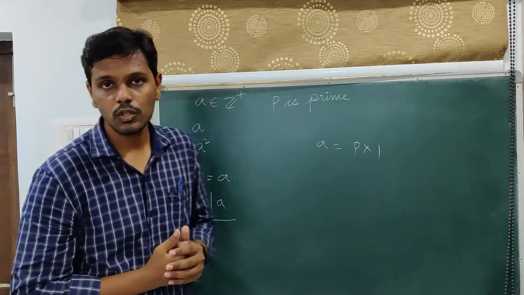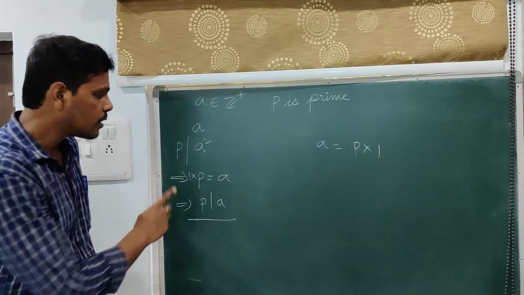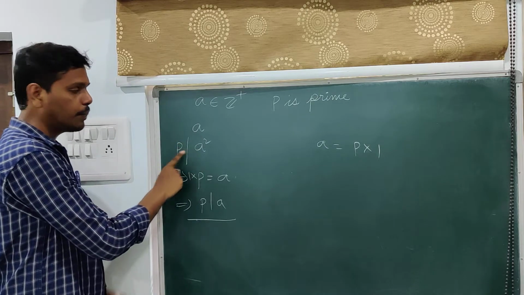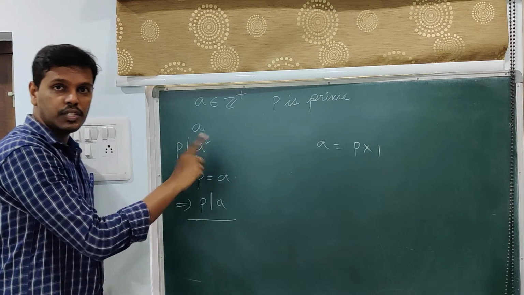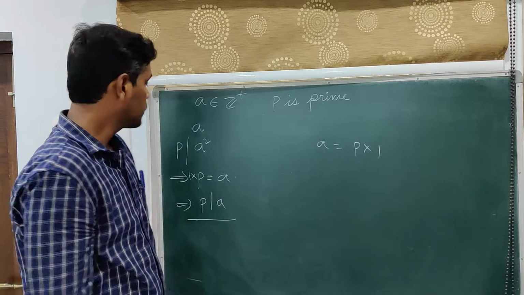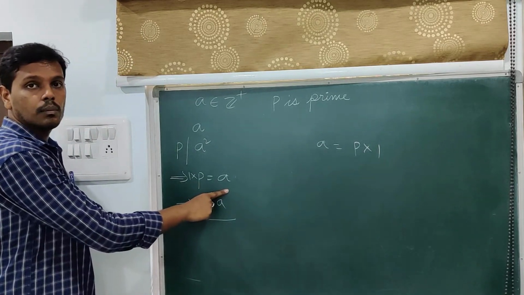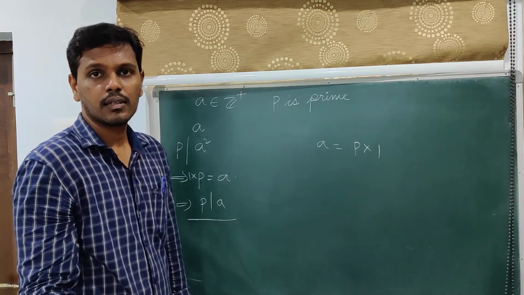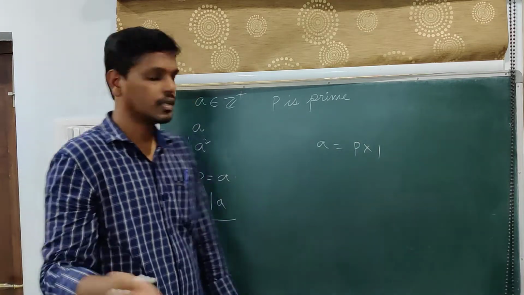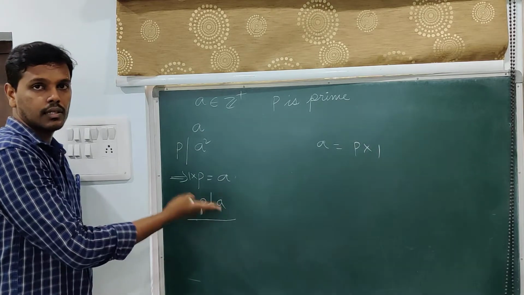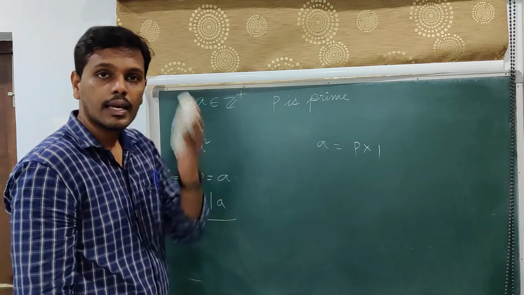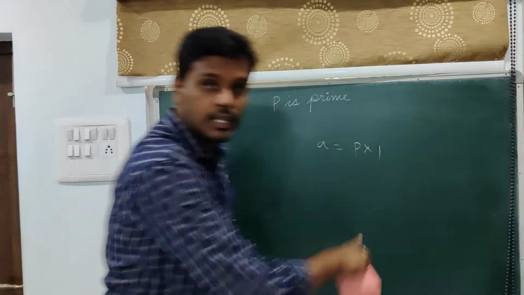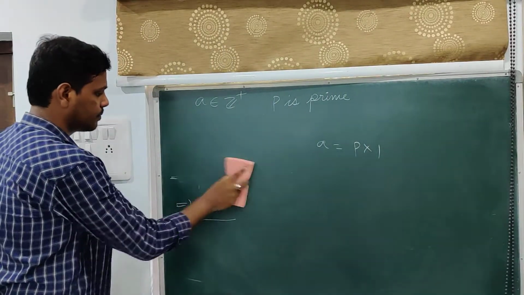Now we have to prove it in the case of a composite number. Is this clear? When A is a prime number, if P divides A square, then P is equal to A, and if P is equal to A, then P divides A. That is, 2 divides 2. That is what I am trying to say. So this is the case when A is a prime number. Suppose A is a composite number. Now here comes in the fundamental theorem of arithmetic.